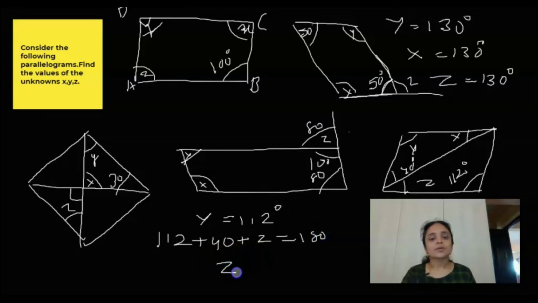So, z equals 180 minus 152, which is equal to 28 degrees. So we got z equal to 28 degrees. This is 28 degrees. So what is x? Vertically opposite angles. So x equals 28 degrees. So x equals 28 degrees, y equals 112 degrees and z equals 28 degrees is the answer.